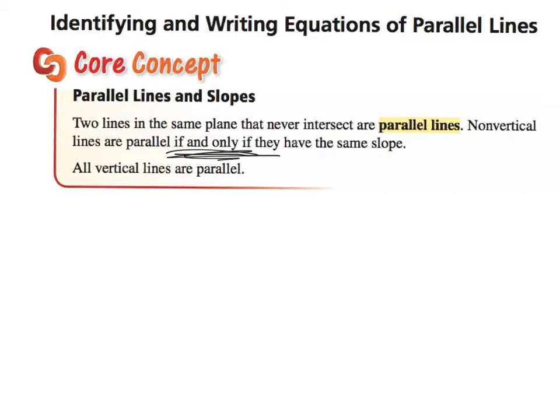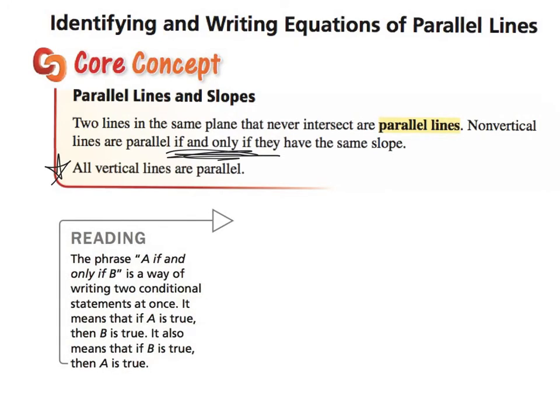So this "if and only if" is something that's new. Now you also should make note that all vertical lines are also parallel. But we're going to introduce something new, and that's called the "if and only if." Here it is. The phrase "if and only if." So the phrase "A if and only if B" is a way of writing two conditional statements at once. It means that if A is true, then B is true. It also means that if B is true, then A is true.